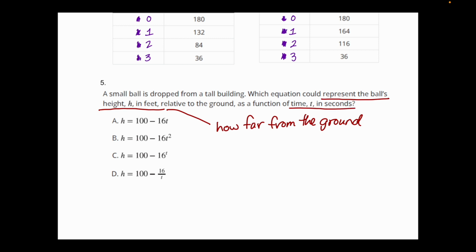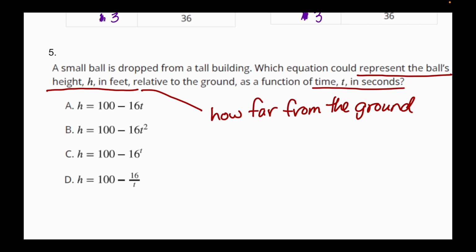So we're looking for something that would describe how far this ball is from the ground. We have a couple options here. They all start with 100 minus. So 100 minus, that's good. Maybe we're starting at 100 feet, and then we're subtracting how far this ball fell. So that part doesn't really tell me what this one should look like. That means I can move on and just look at this part, what's left over. And in this case, that's my parts involving the 16 and the t. And only one of these is quadratic.